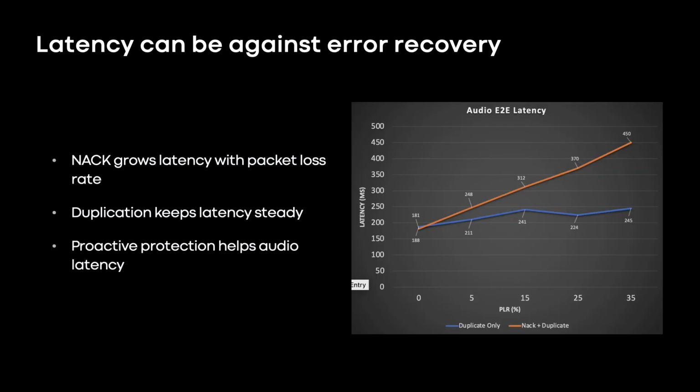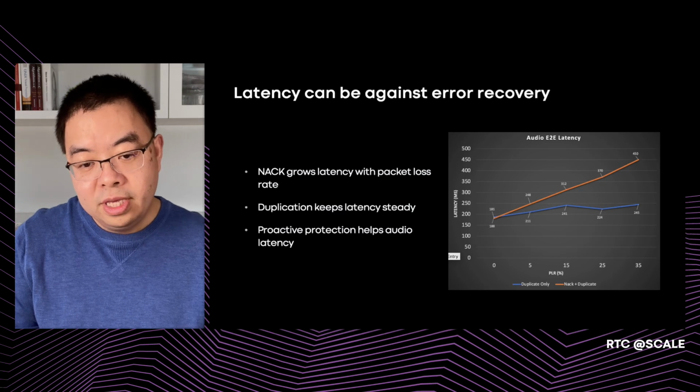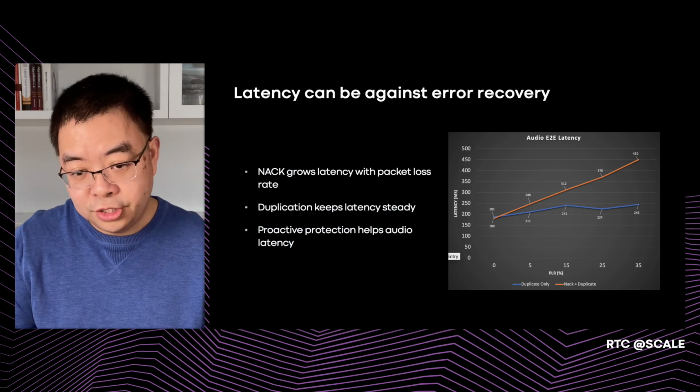Here is an example and experiment we conducted to show this effect. We compare the proactive protection along with the reactive protection and how they affect the end-to-end audio delay. The orange line shows the audio end-to-end latency with both NAC and duplication, while the blue line shows the audio latency for duplication only. We can clearly see from this graph that when using NAC, latency grows as the packet loss rate increases. But if we only use duplication, it keeps the latency low. Therefore, in order to maintain a low audio end-to-end latency, we would like to use more proactive protection, such as audio duplication.